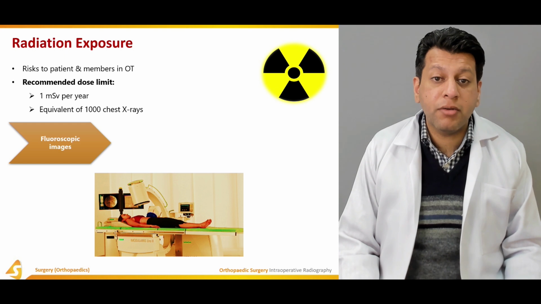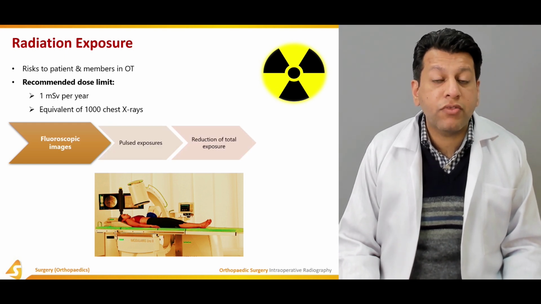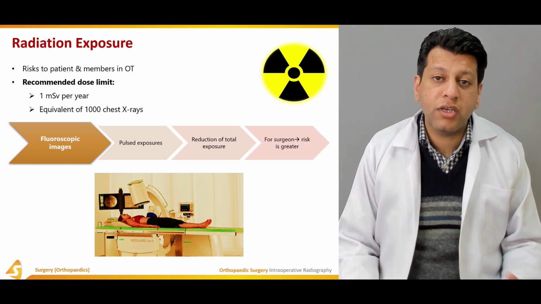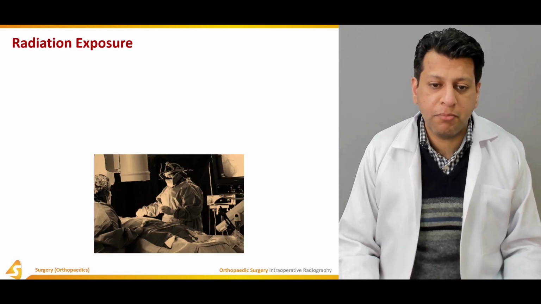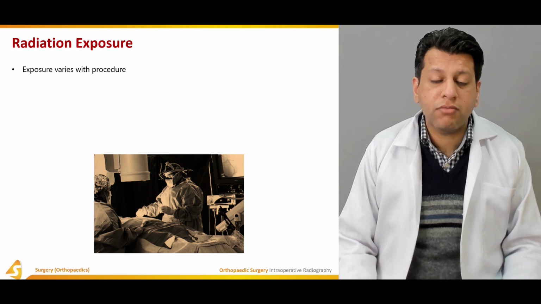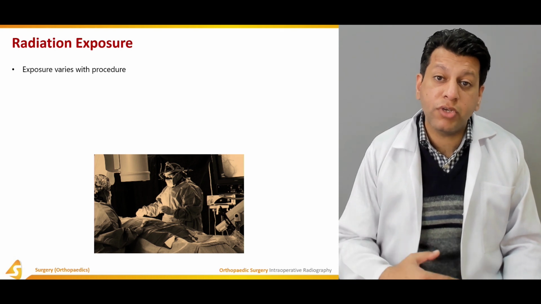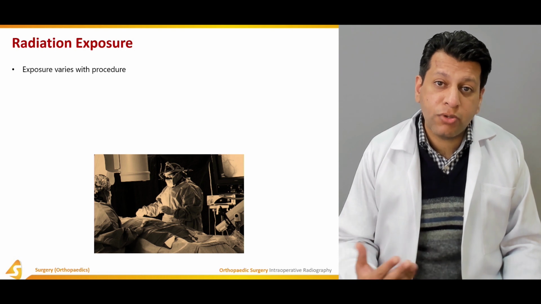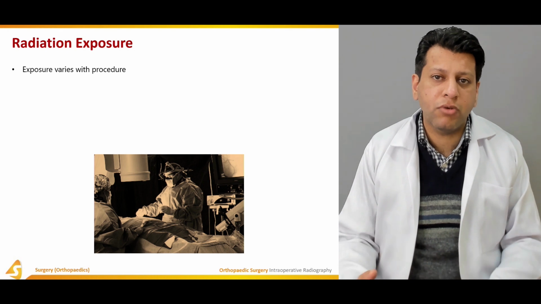Fluoroscope images emit radiation. This could be pulsed exposure, and there could be a reduction of the total exposure which may be required, and for the surgeon the risk is usually greater because he or she is exposed the most of the time. Continuous radiation is rarely utilized, but in some procedures you need continuous radiation, in which you need to see the image as you're drilling into the bone. That exposes the surgeon to an increased amount of radiation.